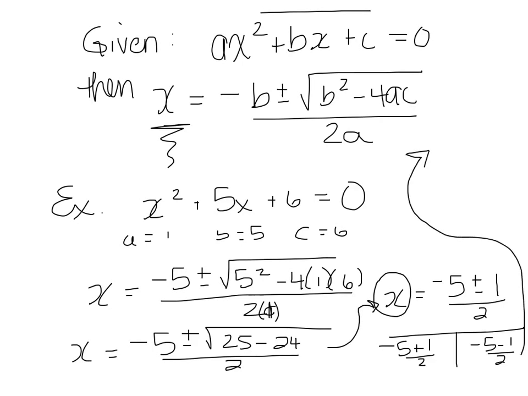Going on up, x is equal to negative 4 over 2 or negative 2, or x is equal to negative 6 over 2, negative 3. So I get my two answers. Okay? Sure. Could you have done this one by factoring? Of course you could have.